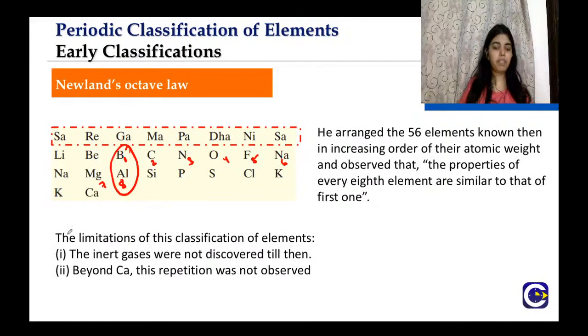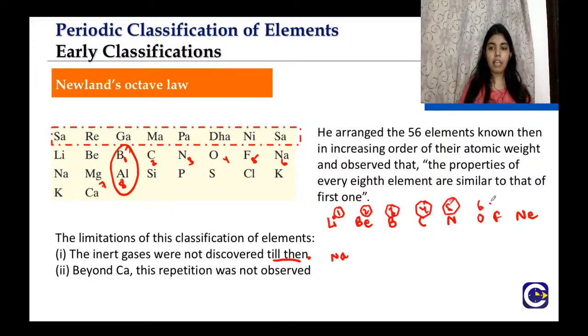Now what were the demerits, or the limitations, of this classification? First, inert gases were not discovered till then. This is important. After the discovery of, let us say, neon, it will be lithium, beryllium, boron, carbon, nitrogen, oxygen, fluorine, neon and then sodium. So the 8th element will be now what? 1, 2, 3, 4, 5, 6, 7 and then 8. This means that lithium and neon should have similar properties, but they were not found to behave the same way. So after the discovery of the inert gases, Newland's octave law failed.